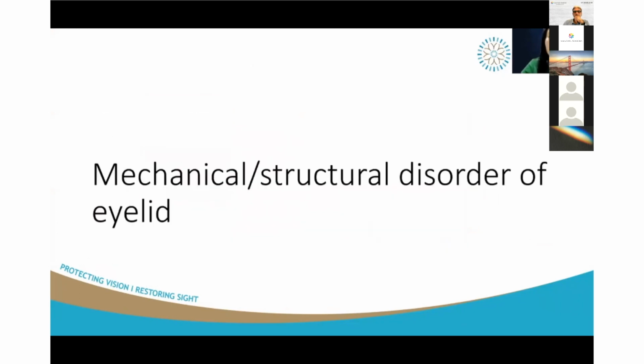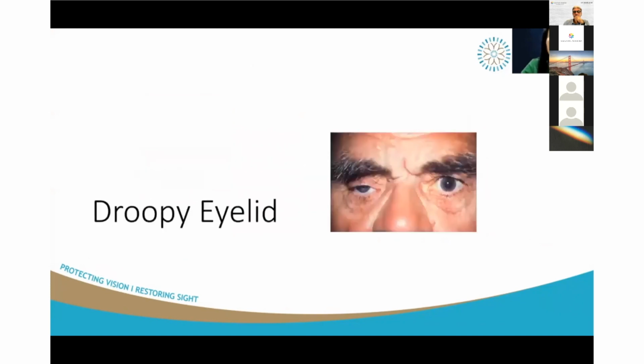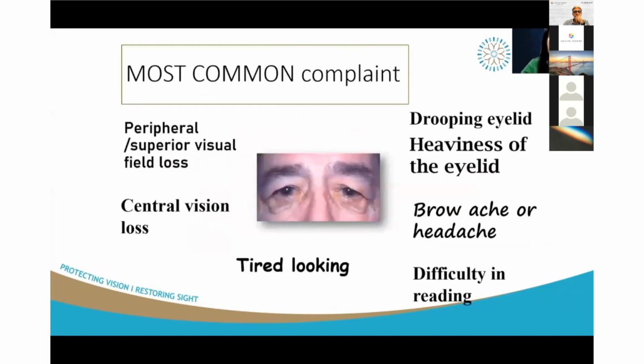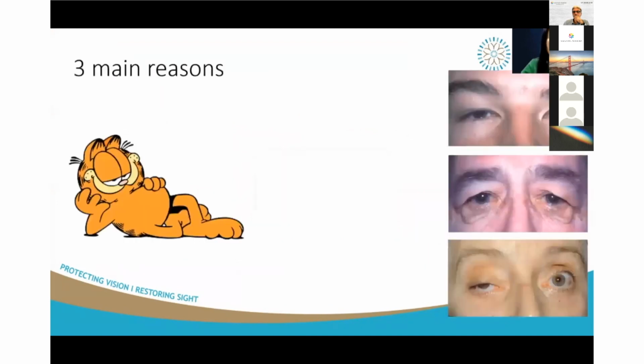Another disorder: mechanical structural disorder of the eyelids, the droopy eyelid. Most commonly, patients with droopy eyelid present with peripheral or superior visual field loss, and center vision loss in severe cases, a tired look, heaviness of the eyelid, brow ache or headache, and difficulty in reading.